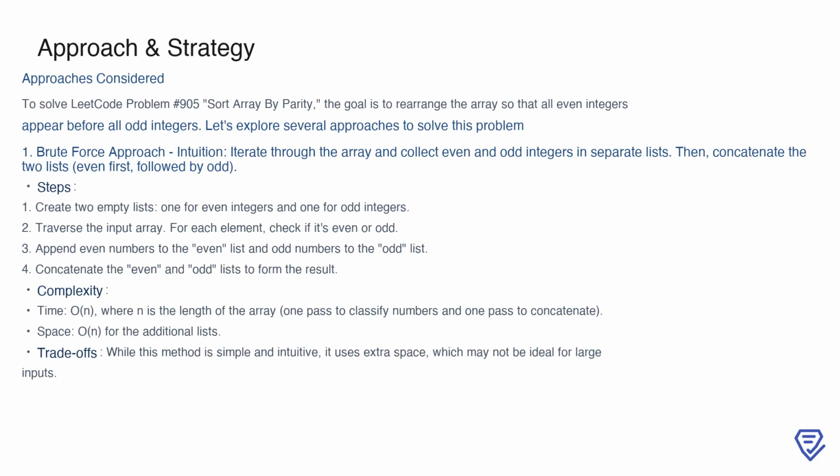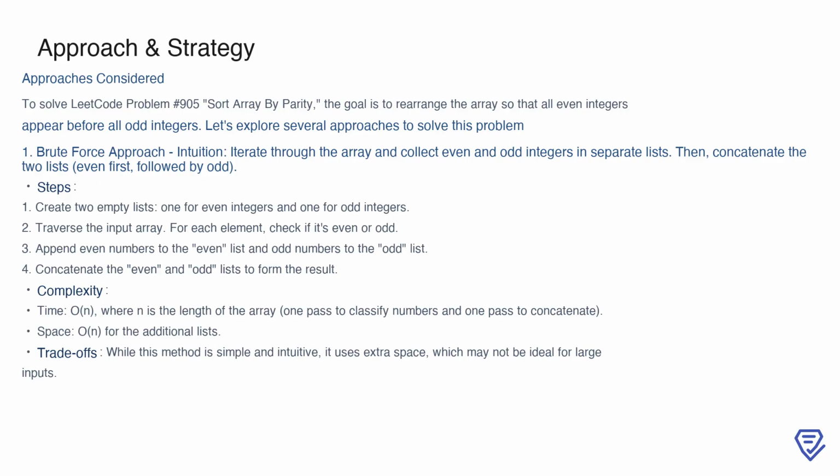To solve the problem of sorting an array by parity, our goal is to rearrange the array such that all even numbers appear before all odd numbers. One straightforward way to approach this is through a brute force method. The intuition here is simple. We traverse the array, categorizing each number as either even or odd, and store them in two separate lists. Once the traversal is complete, we concatenate the list of even numbers with the list of odd numbers to create the final result.